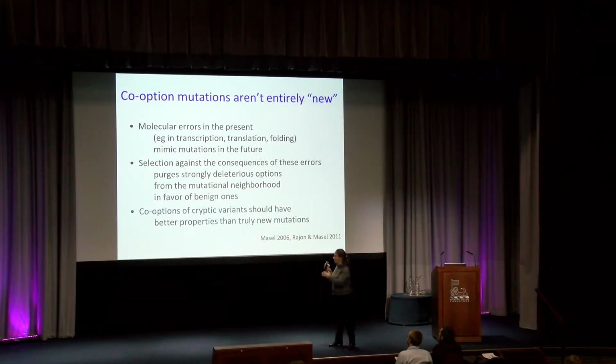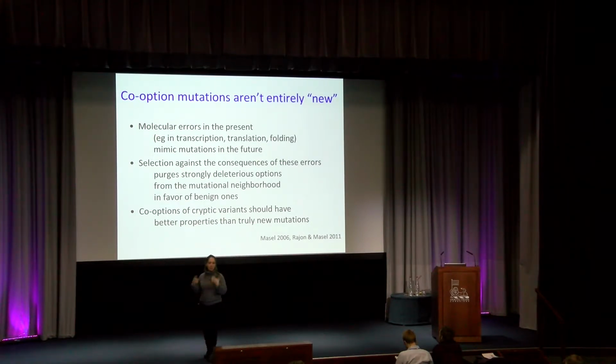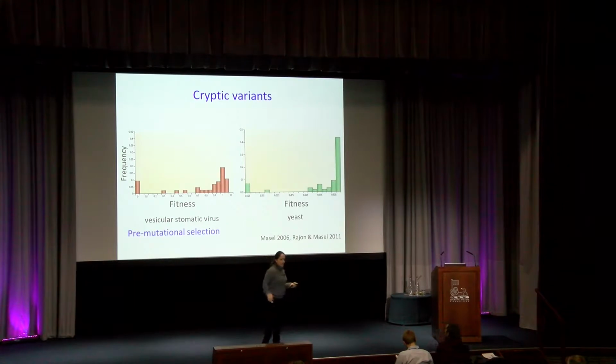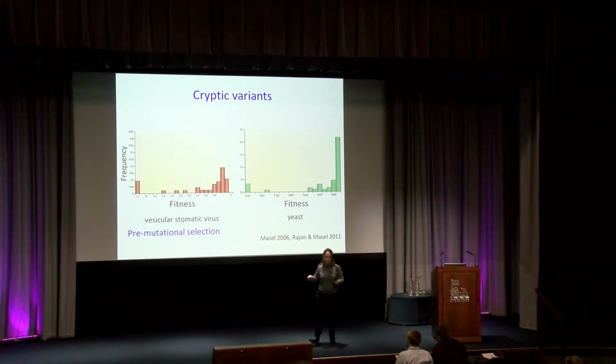And so that means that these cryptic variants that have been expressed a little bit already should have better properties than absolutely, truly new, non-pre-screened variants should have. And so you can illustrate that as a change in the distribution, and for this talk I'll just be calling that pre-mutational selection.